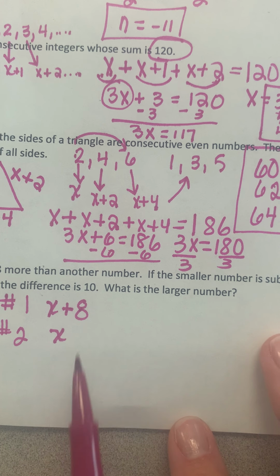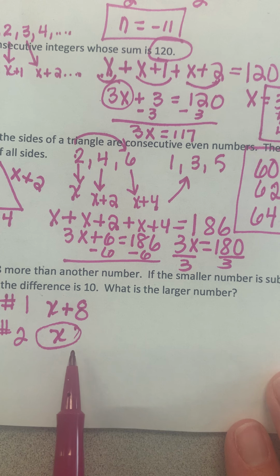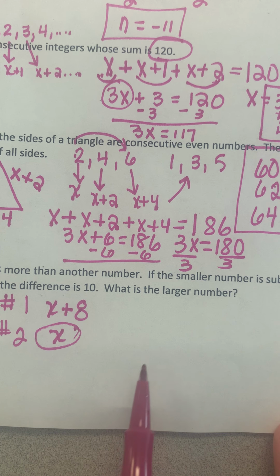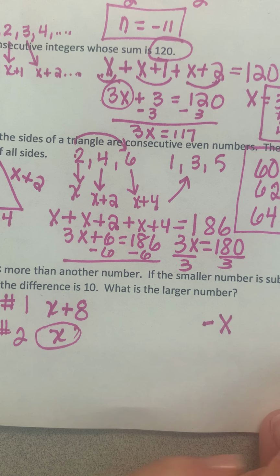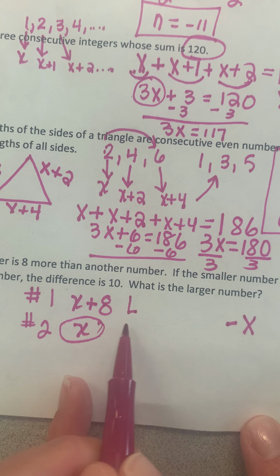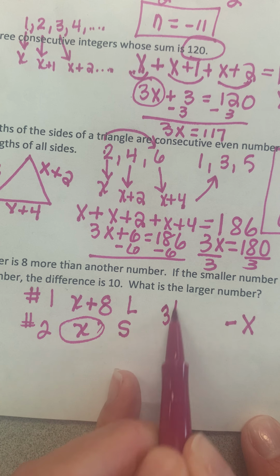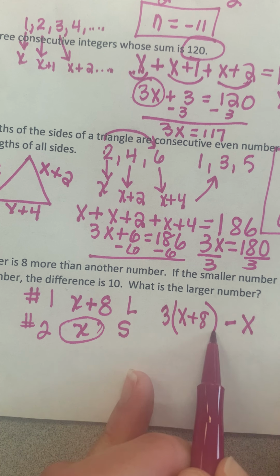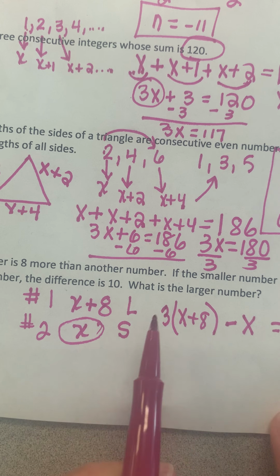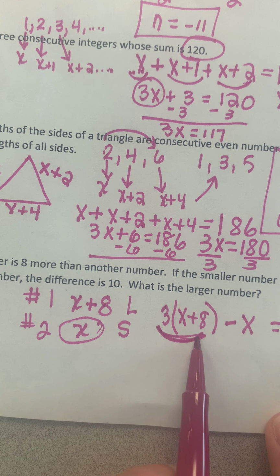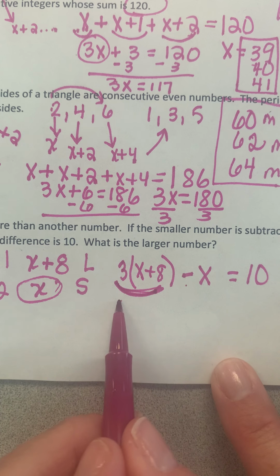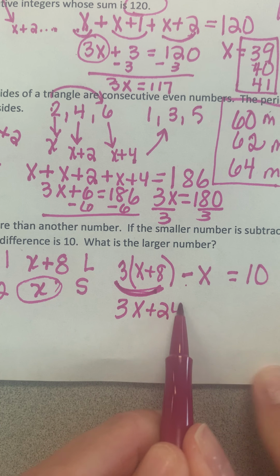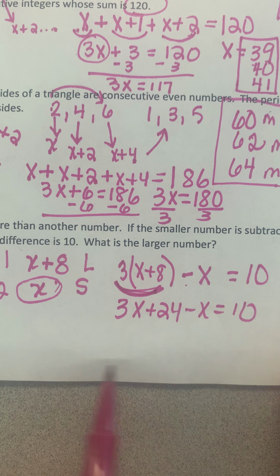If the smaller number, so that's this one, right, is subtracted from 3 times the larger. So this is the large, this is the small. So 3 times the larger. The difference is 10. So 3 times the large, minus the small is 10. So you get 3 times x plus 8, which is 3x plus 24, minus x equals 10.